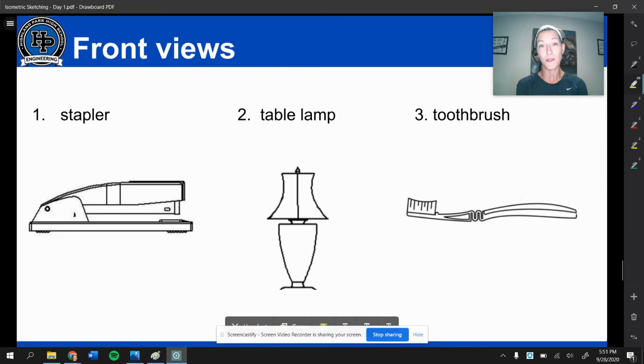Hopefully for your front views, you selected things that show the shape of the object the best, have the longest dimension, and are the most representative view. How'd you do?